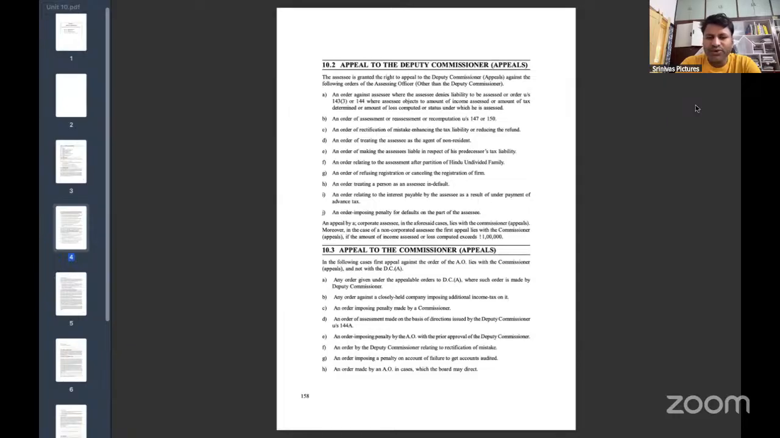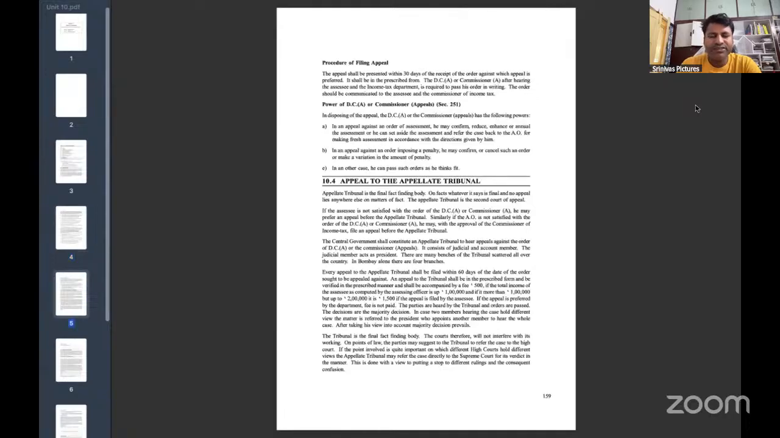Any order against a closely held company imposing additional income tax. Any order imposing a penalty made by the Commissioner. An order of assessment made on the basis of directions issued by the Deputy Commissioner under section 144A. An order imposing a penalty by the AO with the prior approval of the Deputy Commissioner. An order by the Deputy Commissioner relating to rectification of mistakes. An order imposing a penalty on account of failure of accounts audit. An order made by the assessing officer in a case in which the Board may direct. And these are the situations in which we are going to appeal.